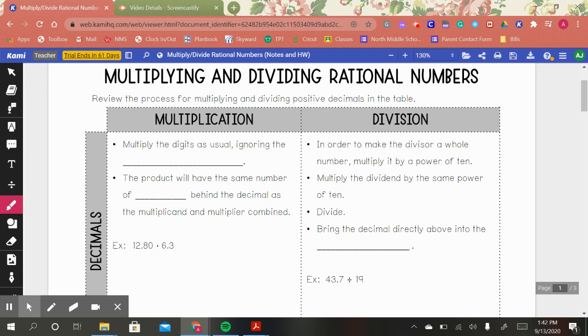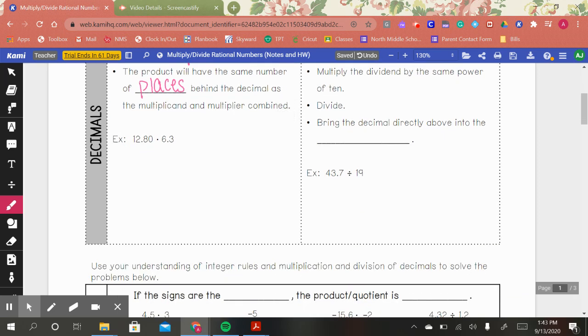All right, when we multiply decimals, we're going to multiply the digits as usual, ignoring the decimal point. The product, or the answer to the multiplication problem, will have the same number of places behind the decimal as the multiplicand and the multiplier combined. Whenever we see the word combined, you need to be thinking about addition. So we line up our digits when we multiply decimals. We do not line up decimal points.